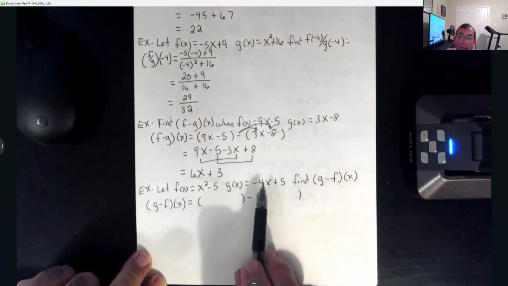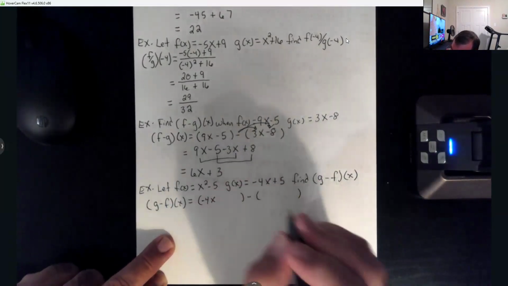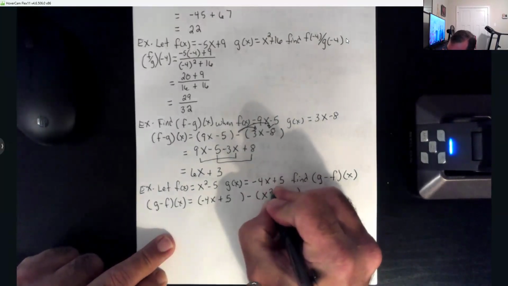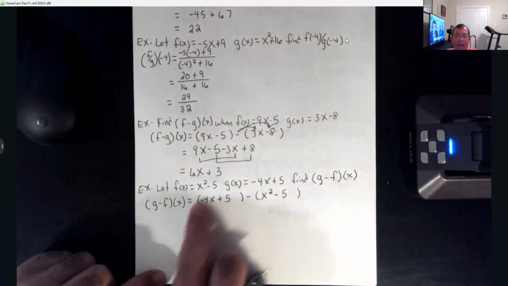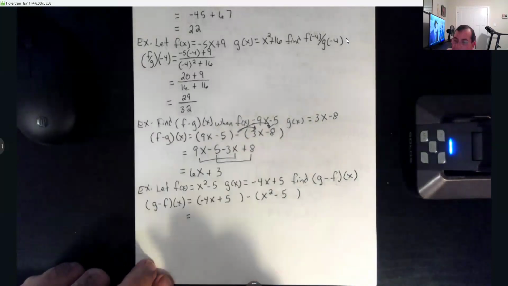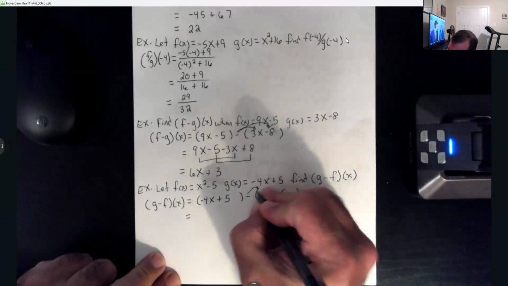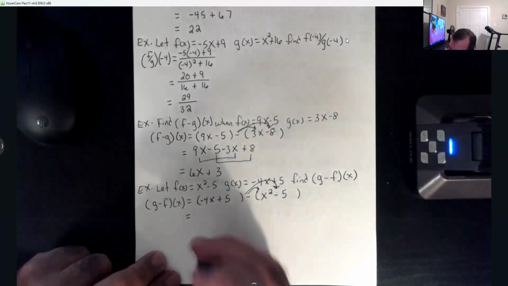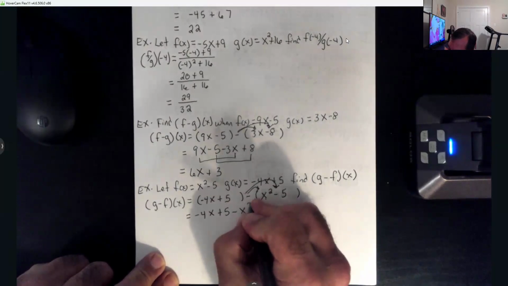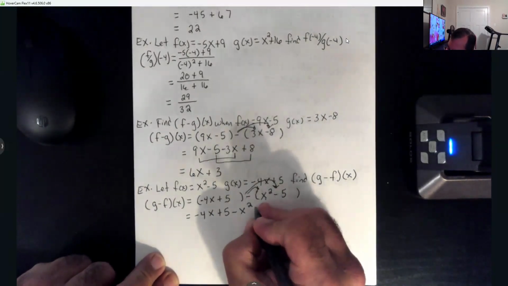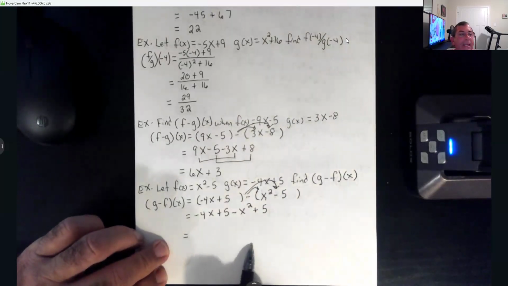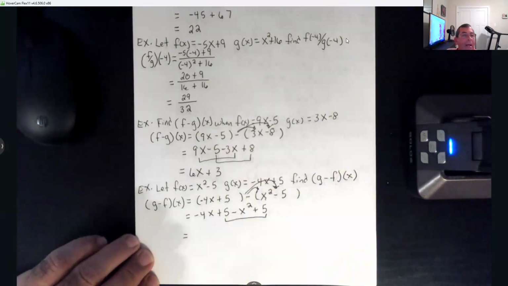They got g minus f, and g was a negative 4x plus 5. F was the x squared minus 5. So y'all make sure you got them in your parentheses in the right order. So remember, now I'm going to drop parentheses and I'm going to distribute that subtraction. So I want to have a negative 4x plus 5. Negative times a positive makes that a negative x squared. Negative times negative makes that a positive 5. All righty. So what we're going to do, we're going to put it in descending order, and I'm going to add the like terms.